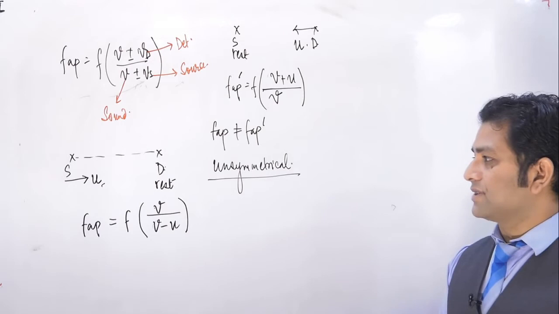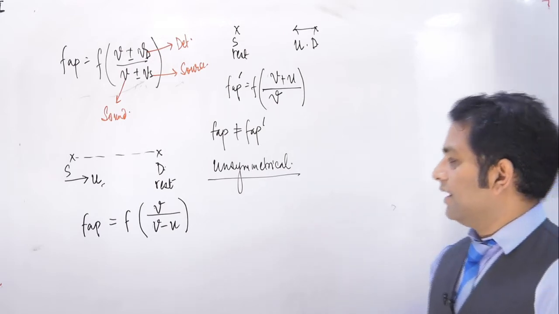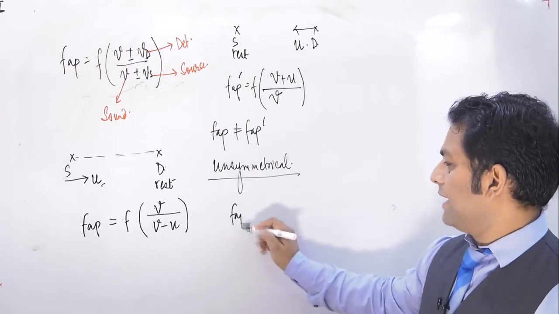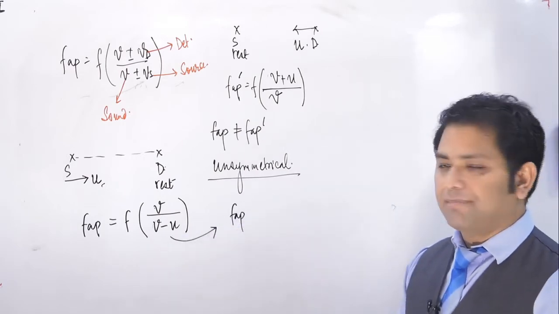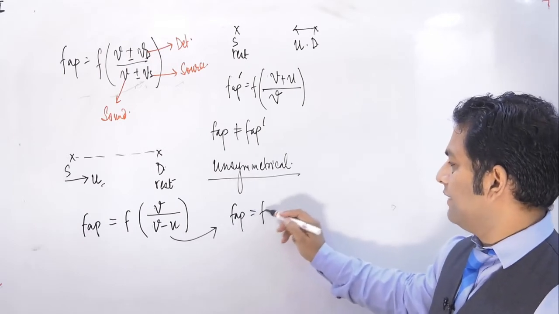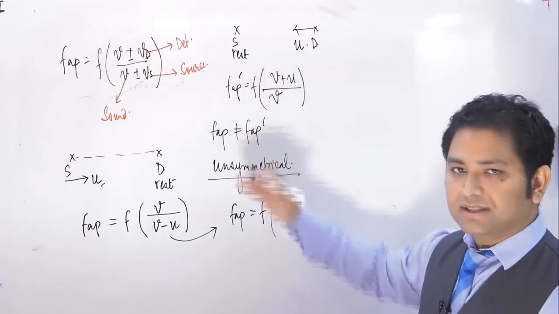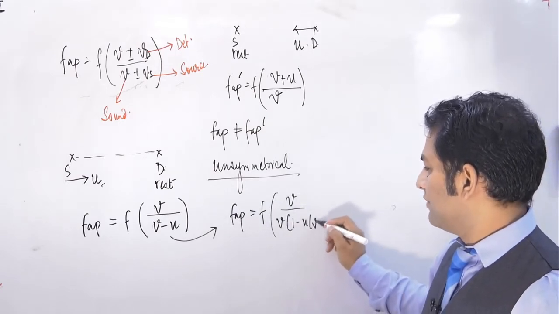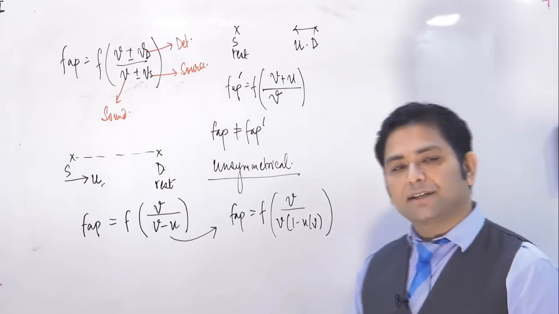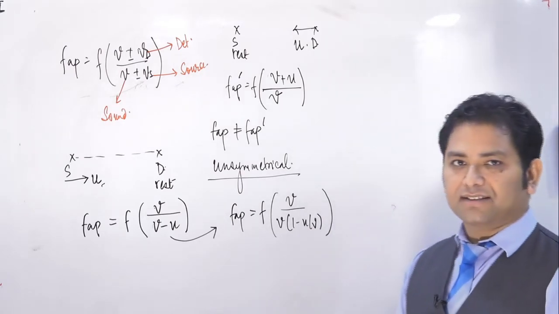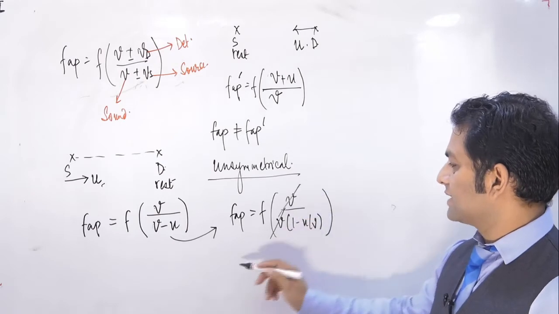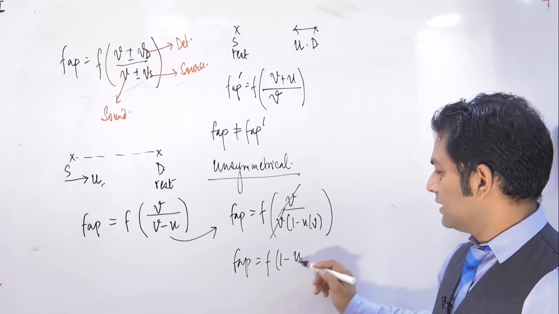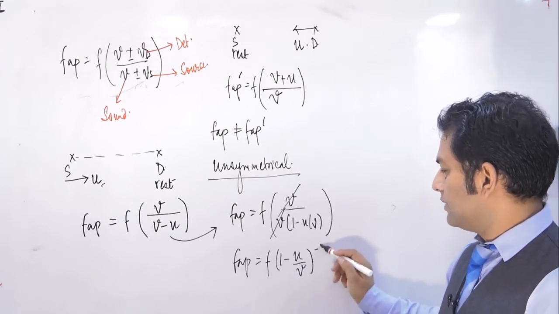Now next let's try to see, but there is a certain condition. Just try to see F apparent, I'll bring the same one. F apparent is equal to F of V by V, continuing the same one, 1 minus U by V. I'm putting a certain condition, making certain bargains, and this V and V get cancelled. So F apparent is F times 1 minus U by V raised to the power minus 1.